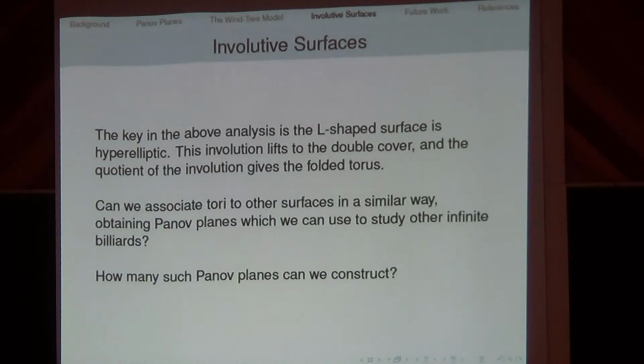Okay. So the proofs of a lot of these properties rely heavily on the fact that this L that's covered by the wind tree is a hyperelliptic surface. So what we'd like to do is generalize that just a little bit to say, okay, what if I'm not looking exactly at the L, if I'm looking at a different hyperelliptic surface? Or what if I'm looking in general at a surface that just has some involution, not necessarily hyperelliptic? Can we apply the same sort of ideas to study surfaces in those particular cases?